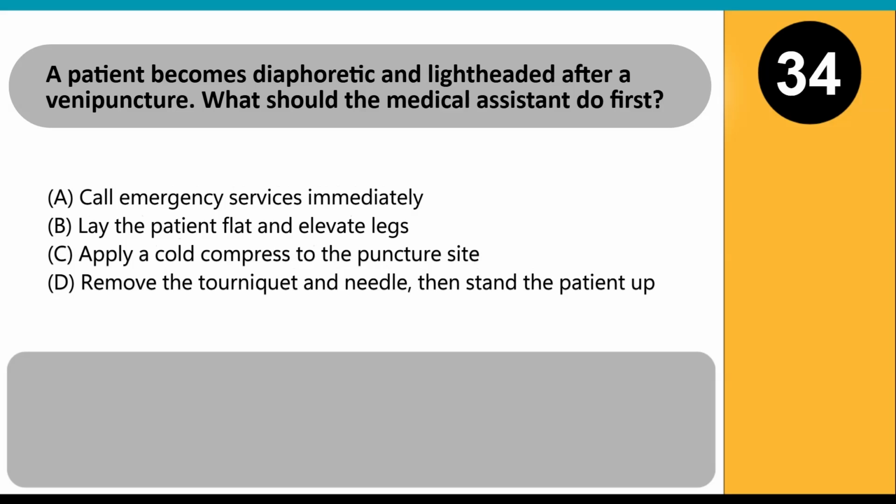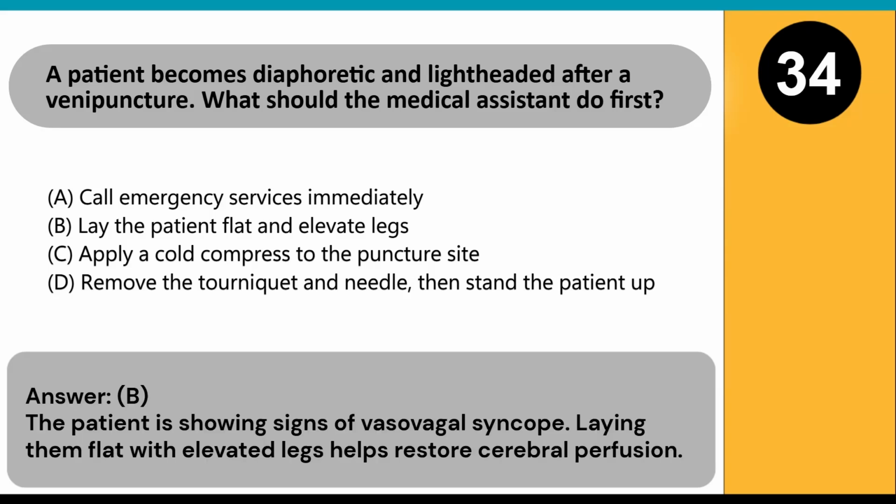A patient becomes diaphoretic and lightheaded after a venipuncture. What should the medical assistant do first? A. Call emergency services immediately. B. Lay the patient flat and elevate legs. C. Apply a cold compress to the puncture site. D. Remove the tourniquet and needle, then stand the patient up. Answer: B. The patient is showing signs of vasovagal syncope. Laying them flat with elevated legs helps restore cerebral perfusion.